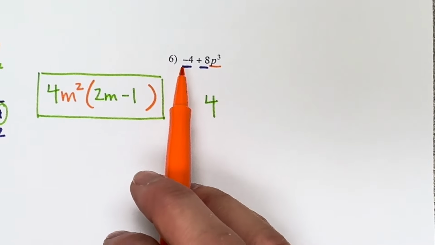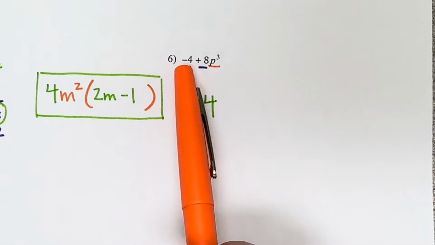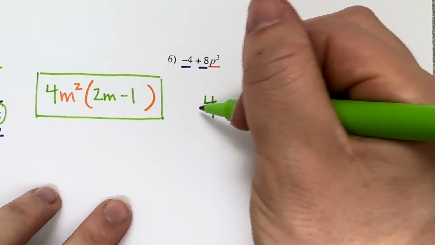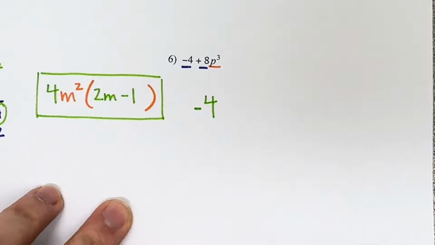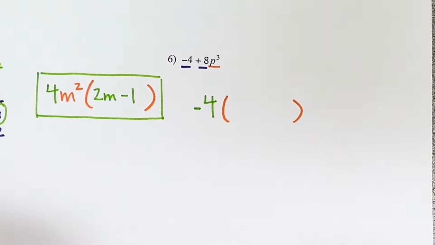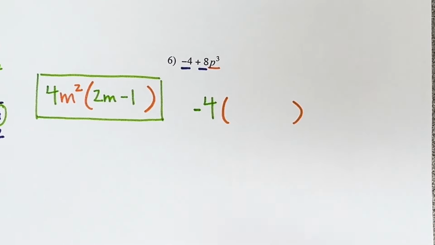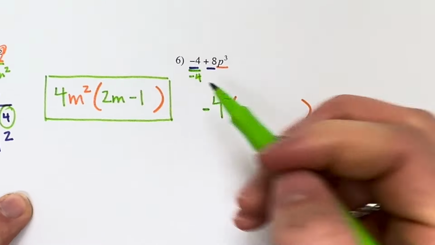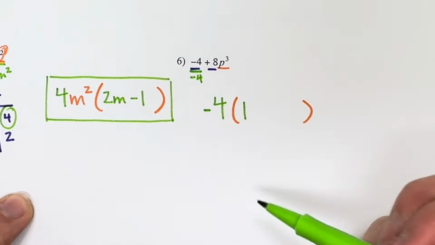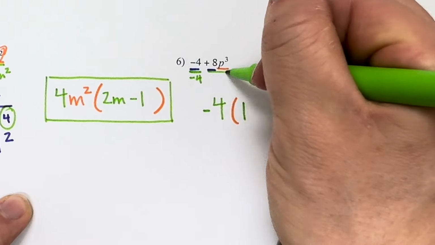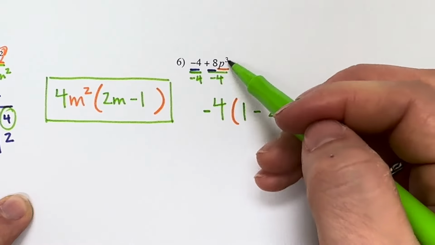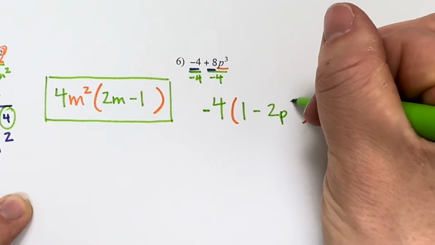Before I move on, just like I talked about on the last one, since my leading term, the one in front, is negative, I'm actually going to take out a negative. Now I just need to figure out what's left inside when I divide out my GCF of -4. -4 divided by -4 is +1. No p's attached. 8 divided by -4 is -2. Didn't take away any p's, so that p cubed is still attached.